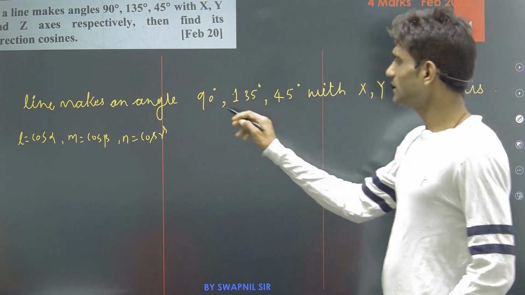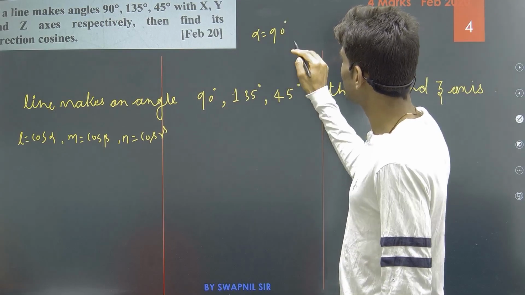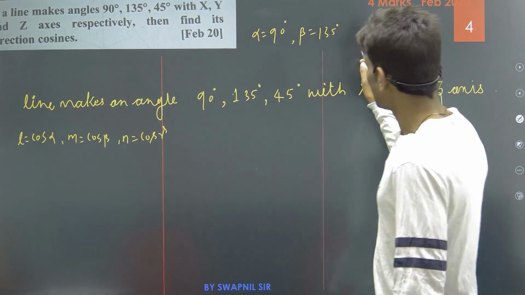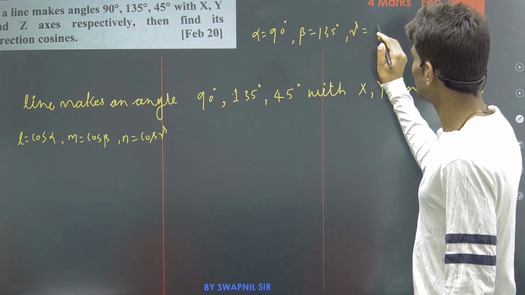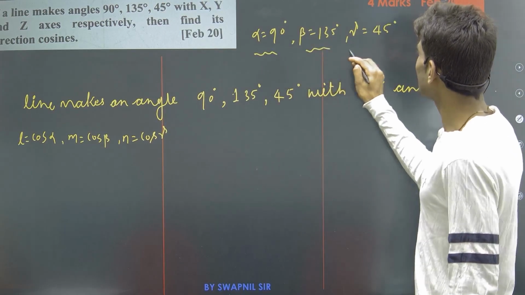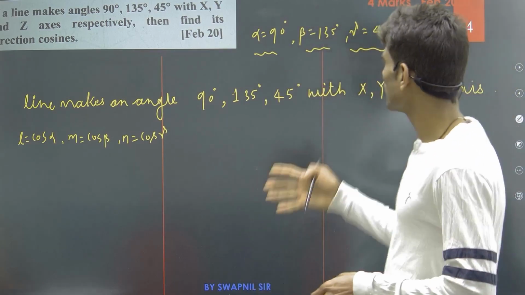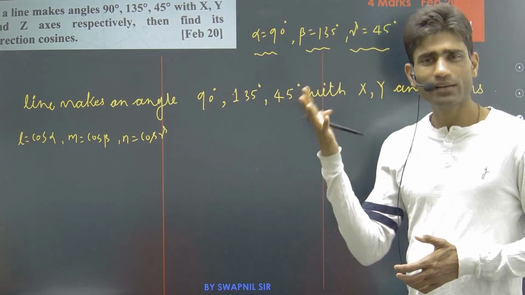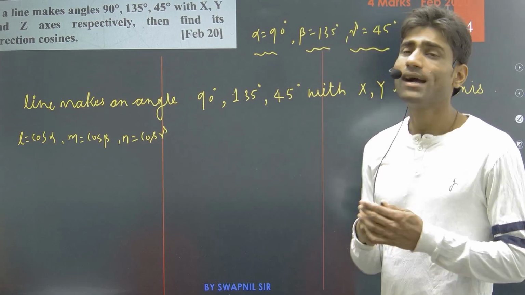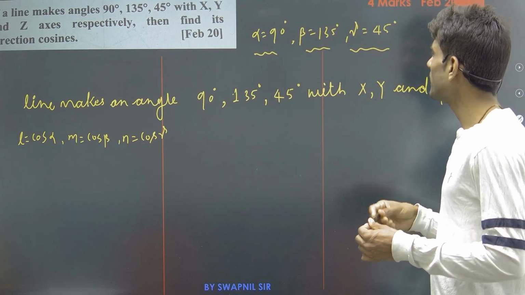Consider alpha equal to 90 degree, beta equal to 135 degree, and gamma equal to 45 degree. You may consider any value as alpha, beta, gamma, it does not matter, because we only have to operate cos on our alpha, beta and gamma. Now apply cos 90 degree, cos 135 degree, cos 45 degree.